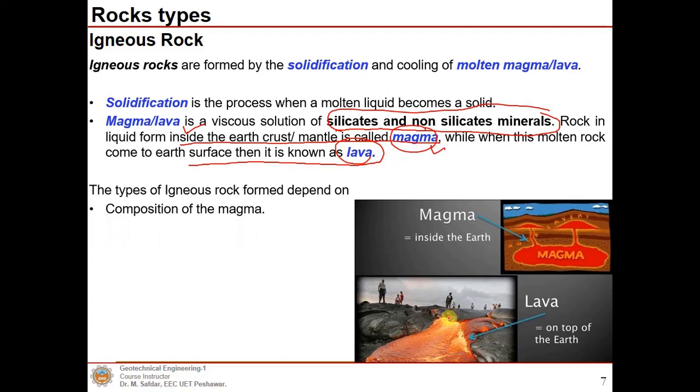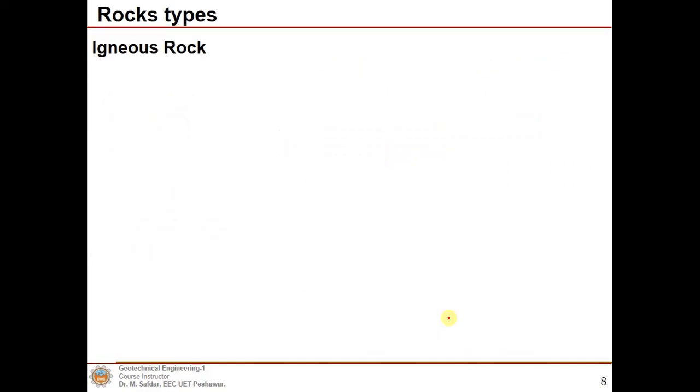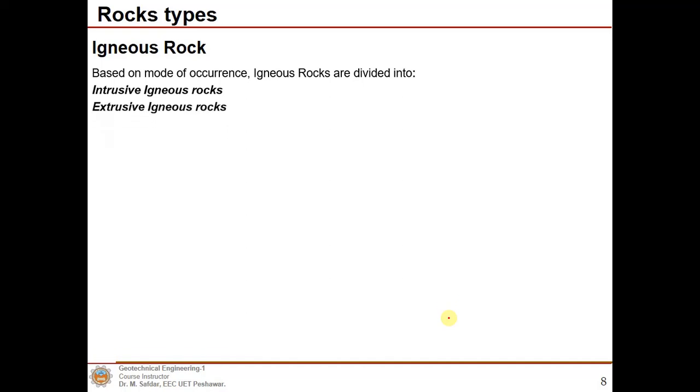The types of igneous rock formed depend upon the composition of the magma, what kind of minerals are present there, the rate of cooling of molten magma, and mode of occurrence. Now, based on mode of occurrence, igneous rocks are divided into intrusive igneous rocks or extrusive igneous rocks.